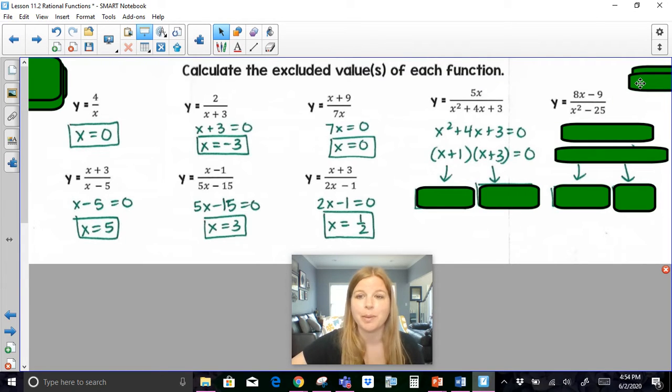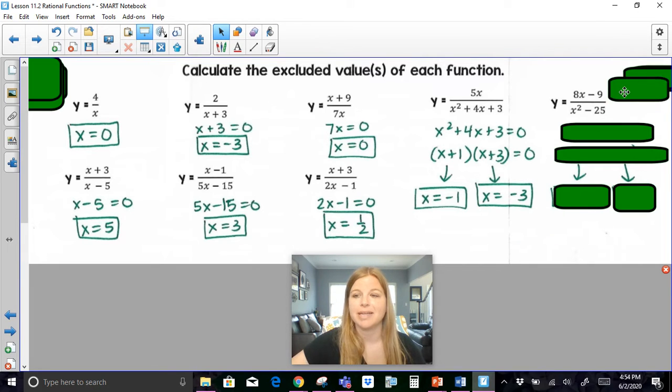Now let's see what else we remember. If it's x plus 1, what do you remember the solution being? -1. If it's x plus 3, what do you remember the solution being? -3. x can't be -1, x can't be -3. This one actually has 2 excluded values.